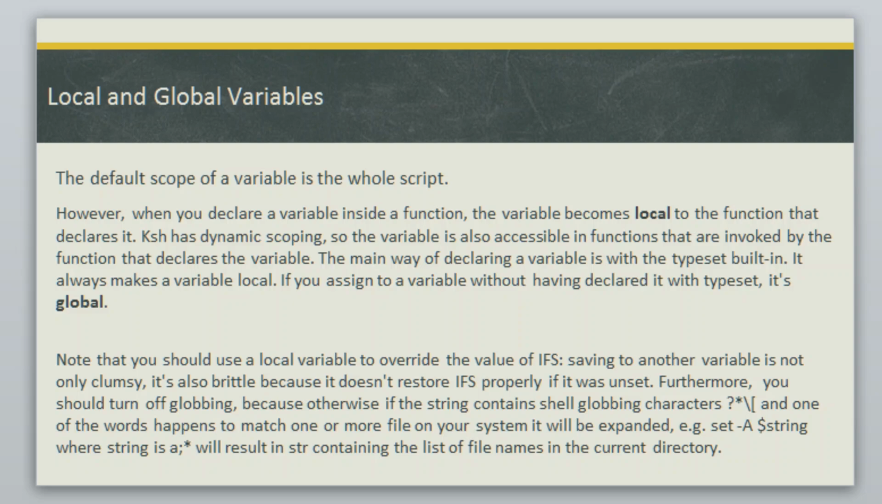Note that you should use a local variable to override the value of IFS. Saving to another variable is not only clumsy, it's also brittle because it doesn't restore IFS properly if it was unset. Furthermore, you should turn off globbing, because otherwise, if the string contains shell globbing characters such as question mark, star, backslash, and square bracket, and one of the words happens to match one or more files on your system, it will be expanded. As an example, set -A string with a star will result in string containing the list of file names in the current directory.